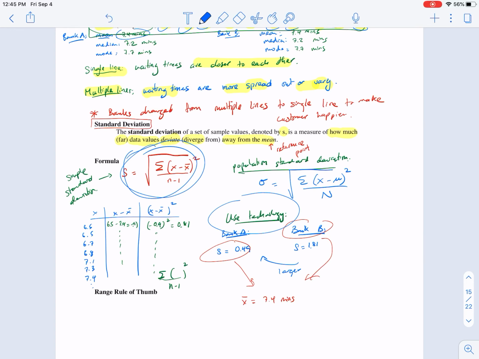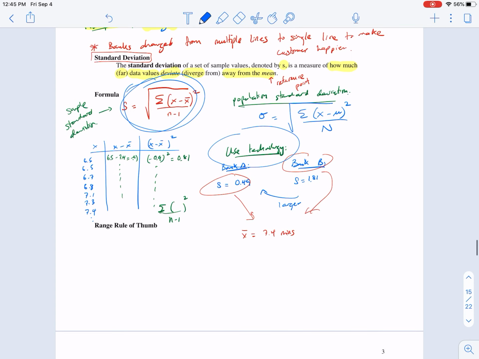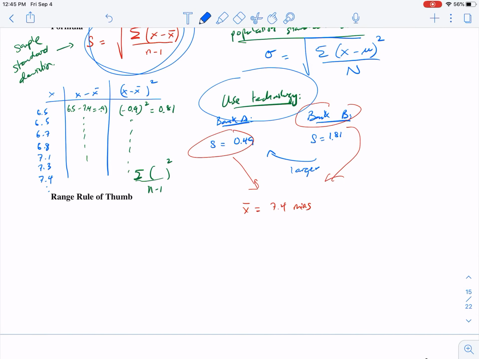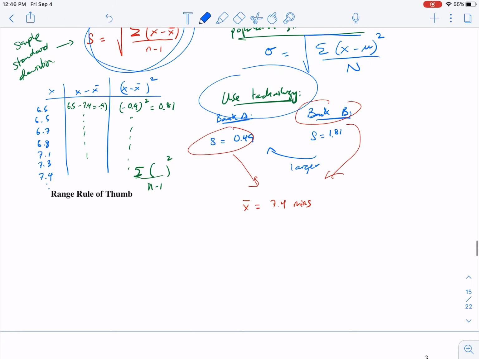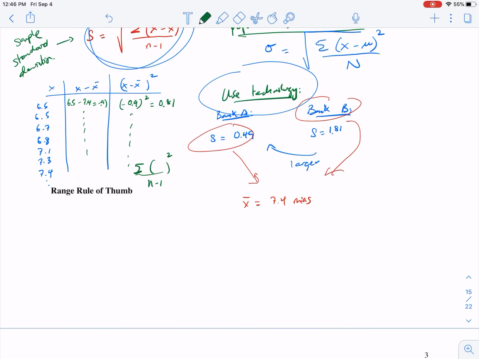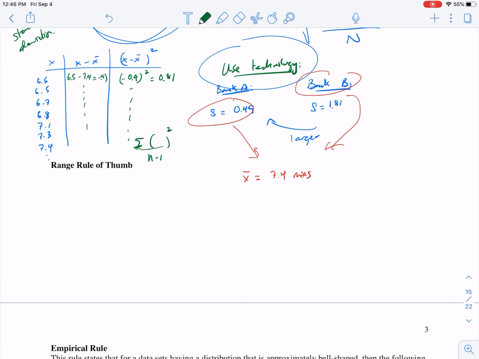Now we're going to look at another use of measures of variation. How do we use standard deviation, and why is it important? The next thing on the list is called the range rule of thumb. This is what we use to identify data that are considered unusual, extremely large or small, or outliers. It's the way we divide the data values into certain regions.